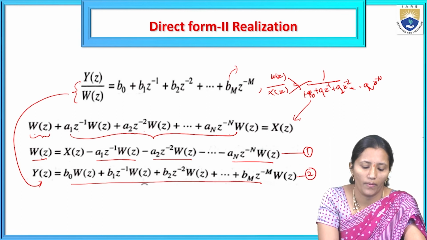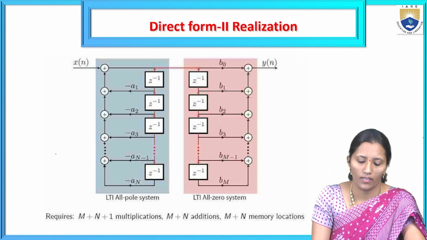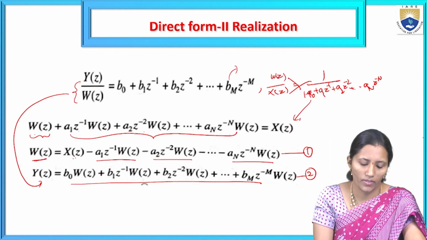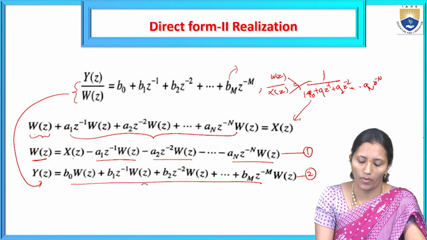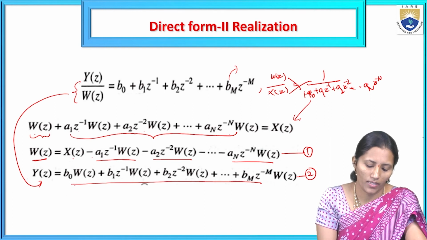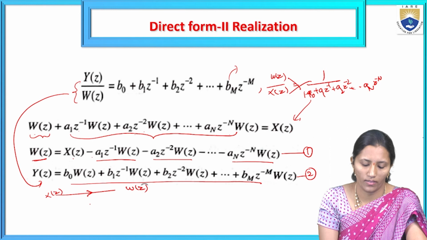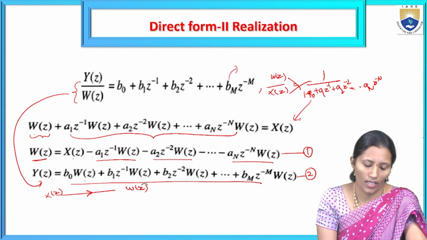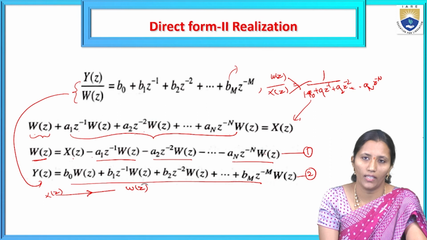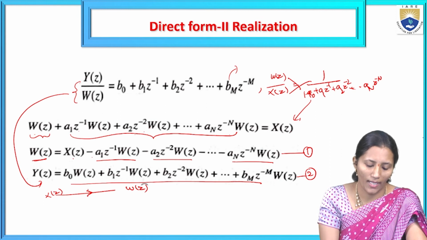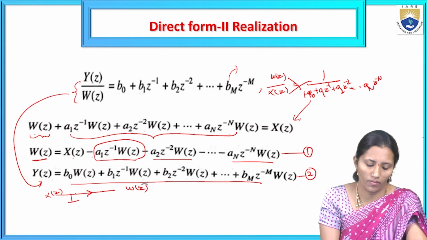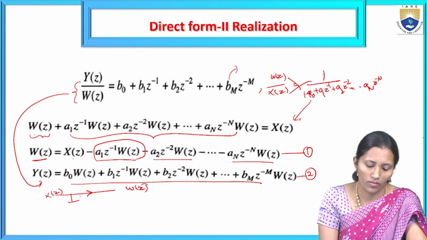So first we will take W of z. Here W of z is X of z minus a1 z power minus 1 W of z. If we consider X of z, we have to get W of z here. I am explaining how to represent equation 1 in terms of block diagram. The second term is minus a1 z power minus 1 W of z. Here it is W of z.